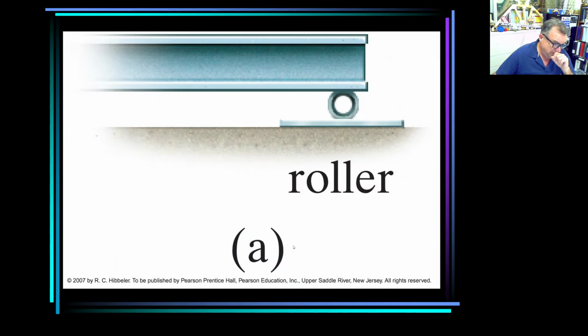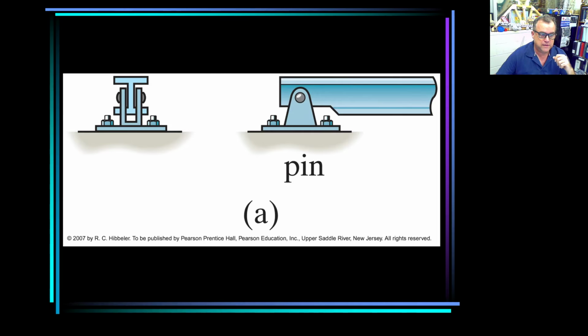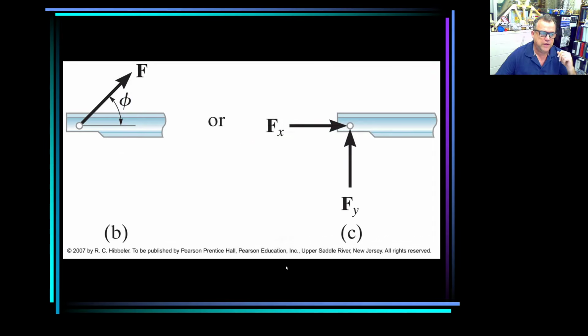Just reviewing this roller, how many reactions? 1. In what direction? Perpendicular to the surface. 1 reaction. Pin, how many? 2 or 1? Yeah, 2 with a known line of action, with a definite line of action. By the way, those 2, they are in any direction.